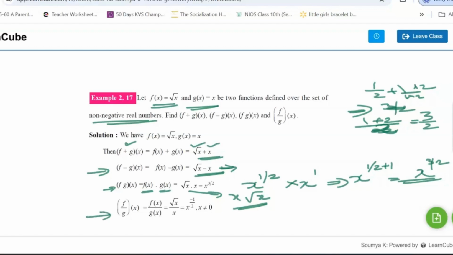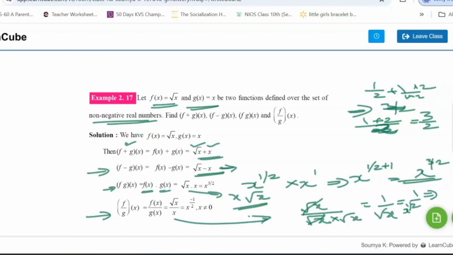Now when you want to find the quotient of these two functions, this is the way you do it. Here you can see it is root x by x. x means it is root x into root x. You can write it this way. Cancel it, and you will get 1 by root x. That can be expressed as 1 by x raised to 1 by 2. And when it comes to the numerator part, it becomes x raised to minus 1 by 2. So that is why this solution appears like this. In this case, x should not be equal to 0. That is the only condition. Hope you understood how to do this question.